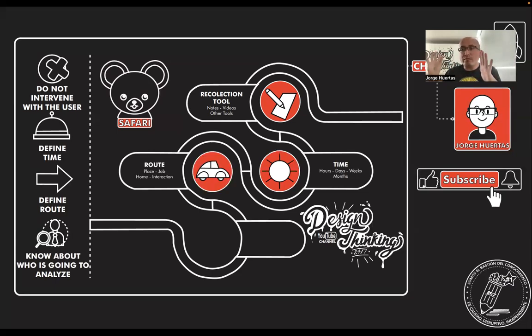Of course, the route matters. For example, if you are watching the behavior of someone in the workplace, it is different than if it's at a party or somewhere else. Of course, the interactions they have with other people, at home with the family, with their friends, with their coworkers, are extremely important as well.